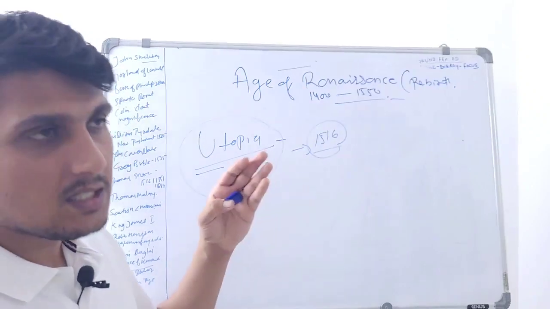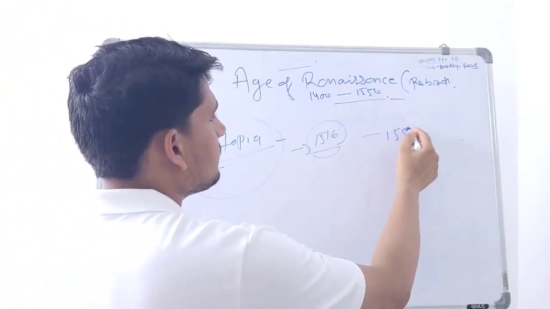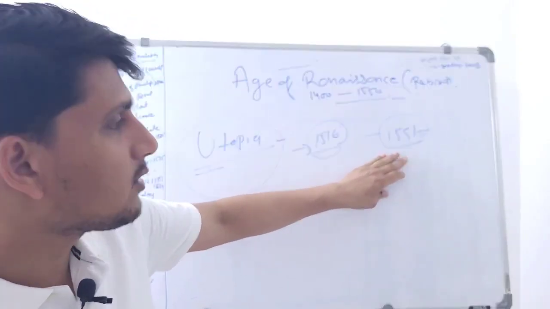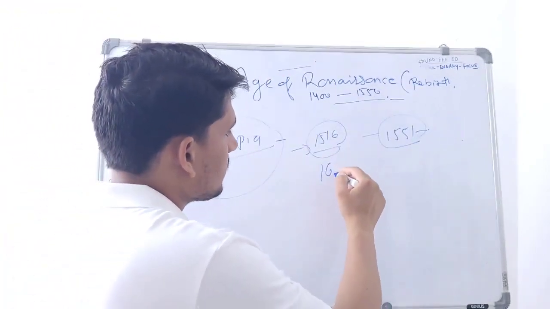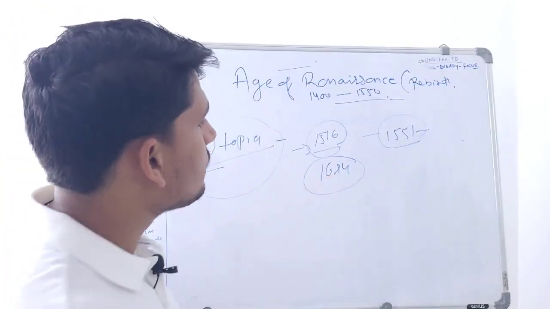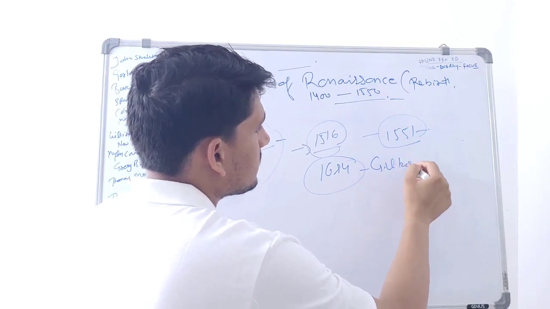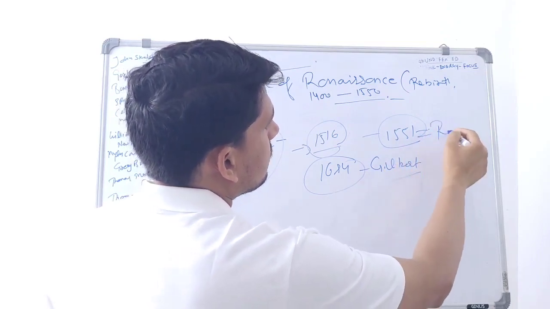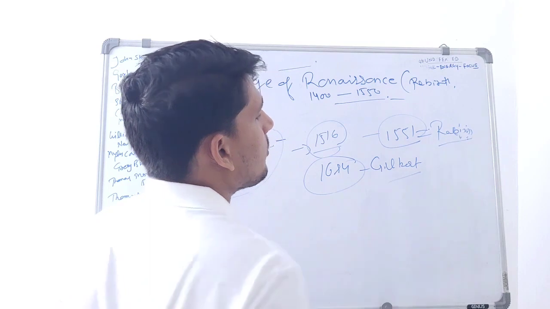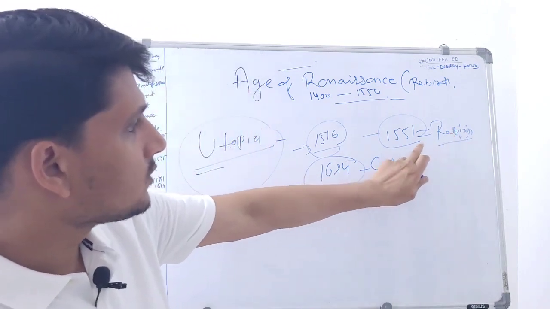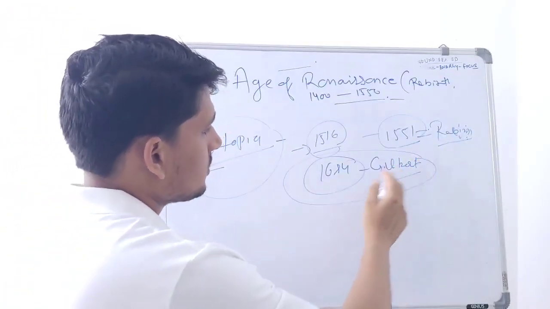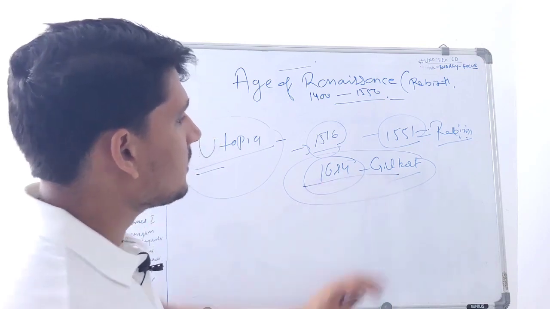In Latin it was published in 1516, and in English it was published in 1551, but this version of the translation is not that authentic. Every scholar cites the version that was translated in 1684 by Gilbert. Gilbert is the translator. Here, Ralph, Robin Ralphson is the translator of the version that was translated in 1551. But every scholar cites the version published in 1684 by Gilbert.